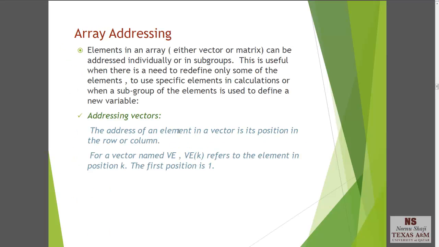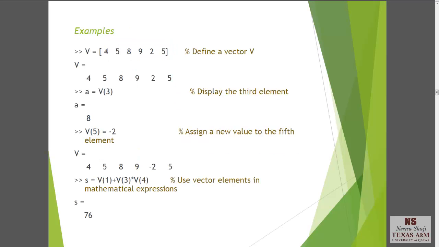Array addressing. The address of an element in a vector is its position in the row or column. So for a vector named v, v of k refers to the element in position k. The first position is 1. We have a row vector here. So when we say a equal v of 3, it refers to the element in the third position, which is 8.